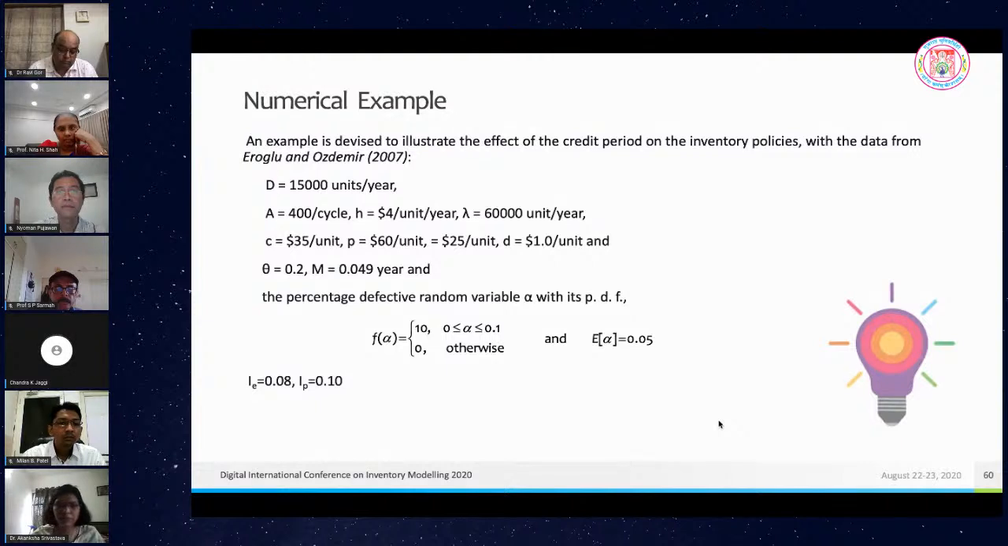Here we try to solve a simple numerical example. D is the demand per year, along with your ordering cost and your holding cost. Lambda is the screening rate, and these are the different cost parameters. Alpha is taken as this, the expected value comes out to be 0.2, interest earned we have taken as 0.08, and interest payable, which is usually higher than your interest earned.